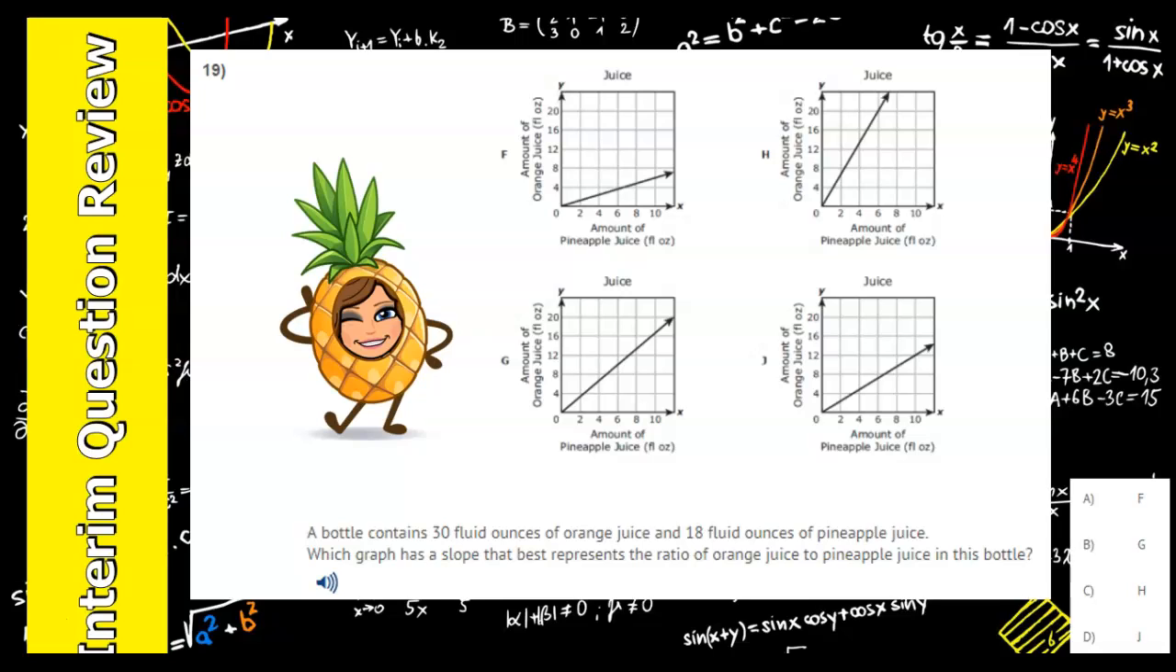This was question number 19 from the interim. It said a bottle contains 30 fluid ounces of orange juice and 18 fluid ounces of pineapple juice. Which graph has a slope that best represents the ratio of orange juice to pineapple juice in this bottle? So go ahead and press pause and work this one out the same way we did the last one.